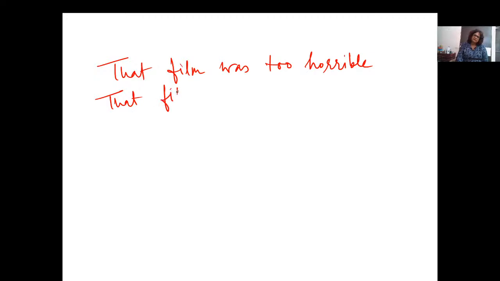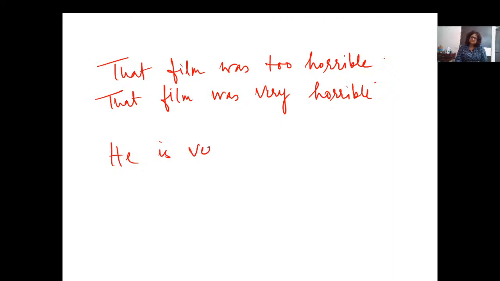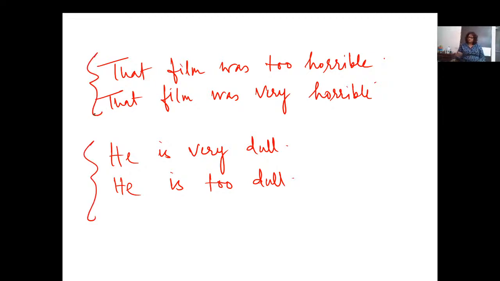Achha, one more example. Tell me, that film was too horrible, and second sentence, that film was very horrible. Which will be the correct sentence, and why? And another sentence, he is very dull, or second is, he is too dull. Can you tell me what will be the correct sentence?